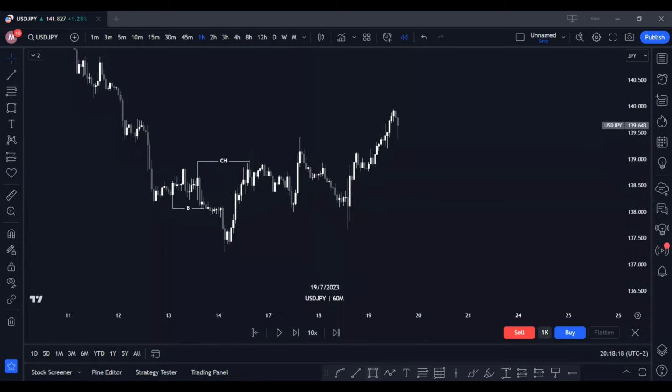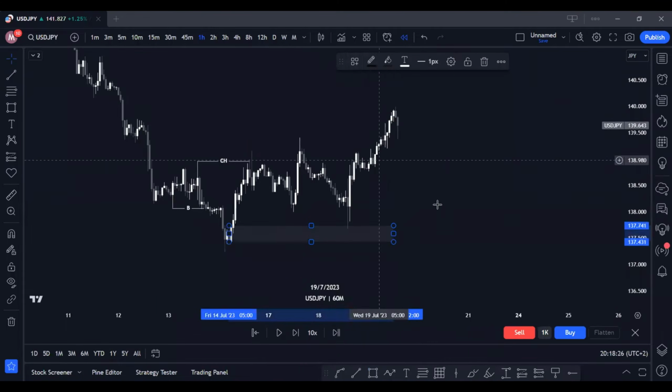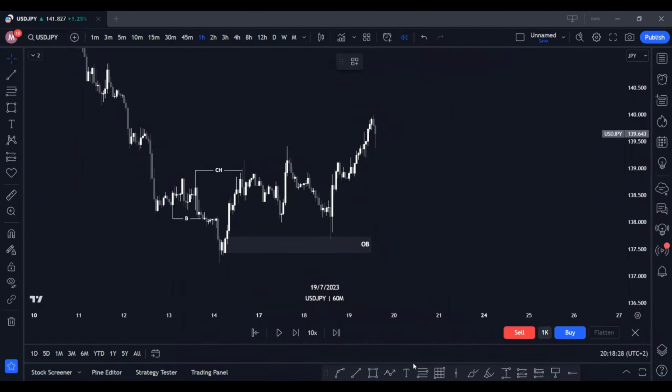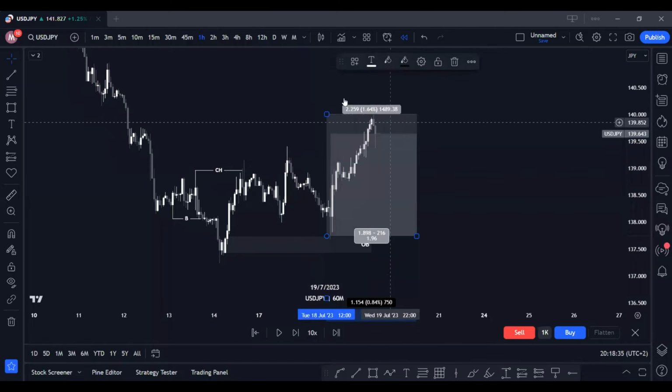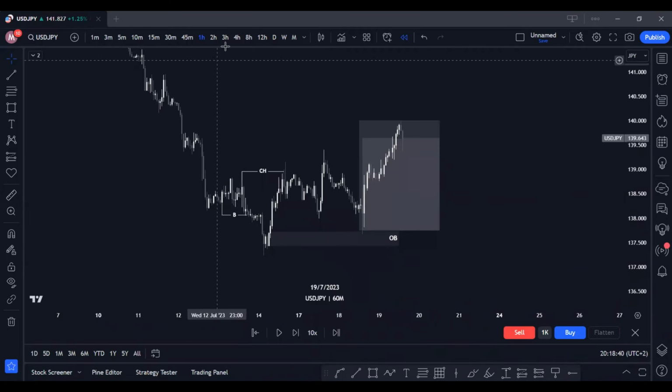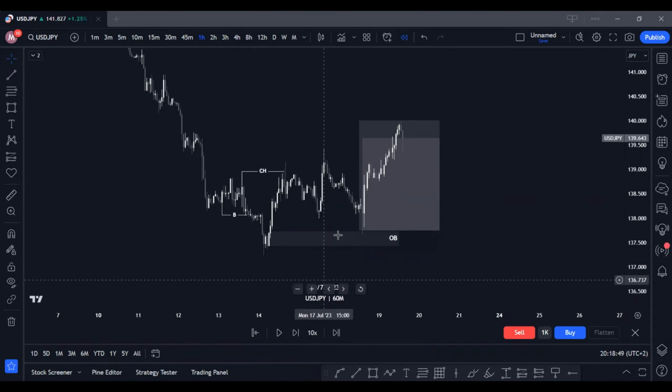Price then respected this order block here, and this is where you can take your buying opportunities to your confirmation entries on the higher time frame. Okay, so let's just play price and see what happens.